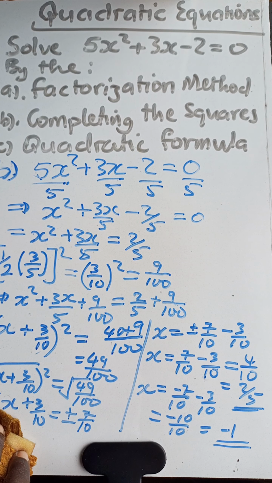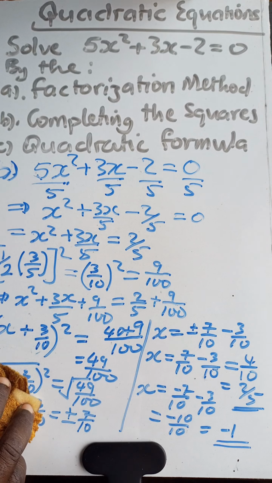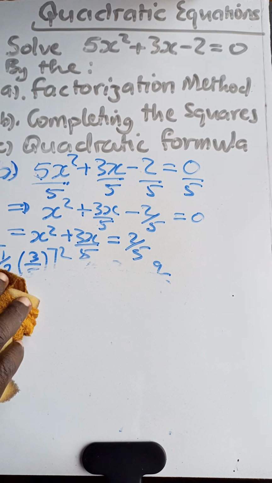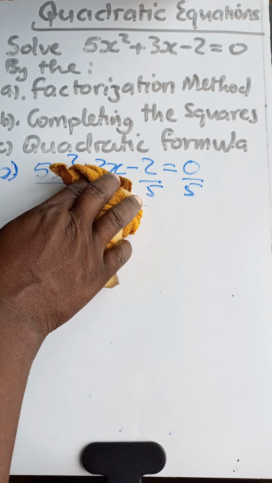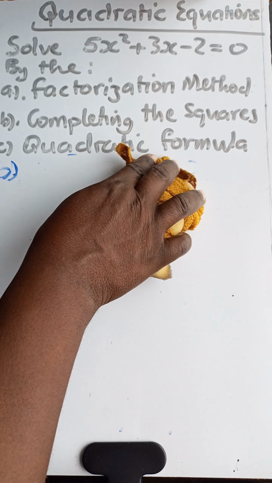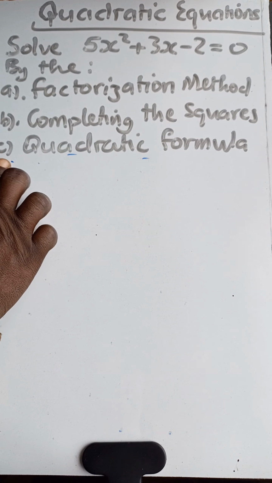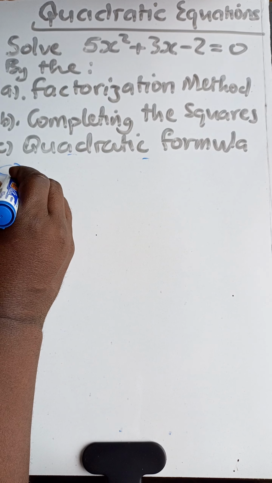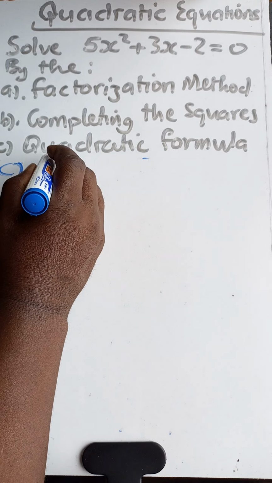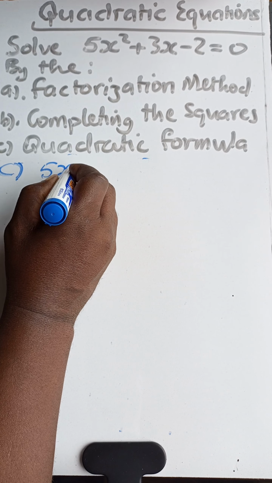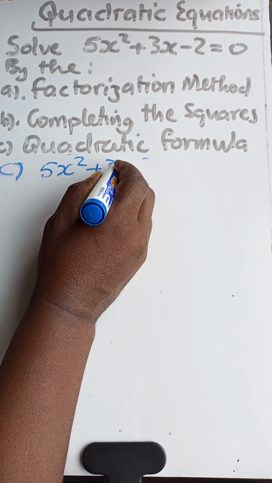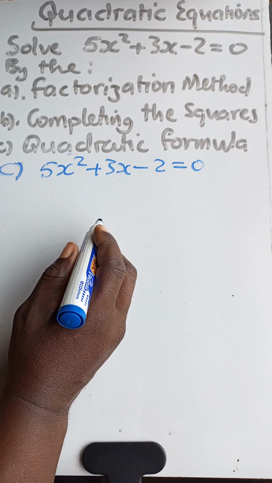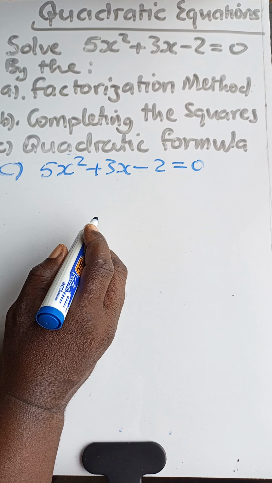Now the last method is using the quadratic formula. Let's take off this. We now use the quadratic formula. Now, see, we still have the equation 5x squared plus 3x minus 2 equal to 0. We want to use the quadratic formula.